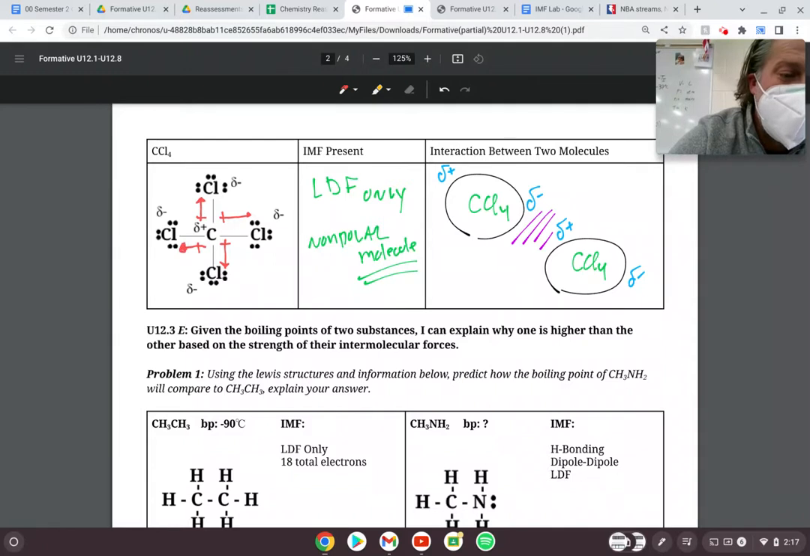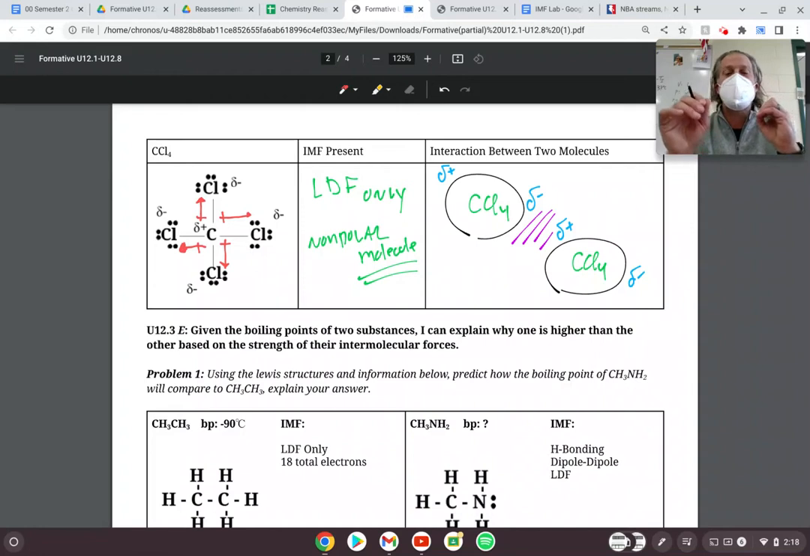So even though there's a bunch of polar bonds here, the polar bonds are pulling across from each other and cancel each other out. And when they cancel each other out, that makes this molecule nonpolar, which means the only type of intermolecular force of attraction it can have is London dispersion forces. So we draw it in a circle. We make one side arbitrarily delta negative, the other side arbitrarily delta positive, and then show the force of attraction in between. Questions?